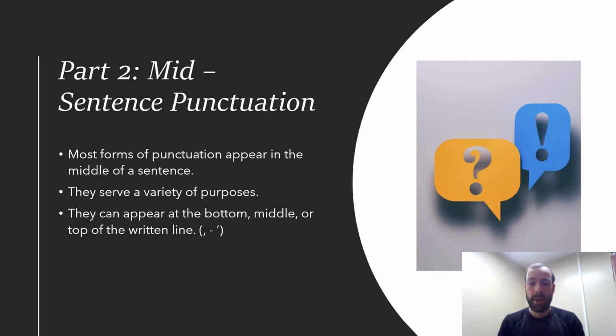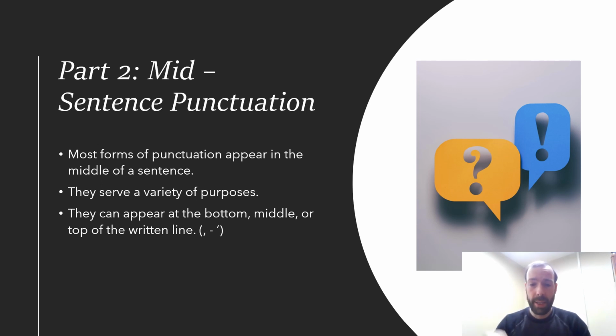The other type of punctuation we're going to look at is everything else, mid-sentence punctuation, things that come throughout a sentence. There's all sorts. They serve a real variety of purposes. They're used to indicate a variety of things, from pauses. Lots of them indicate breaks or pauses, but they'll show you when someone's speaking. They'll show you when something's a side note or the main idea. And they can appear at the bottom, middle, or top of the written line.